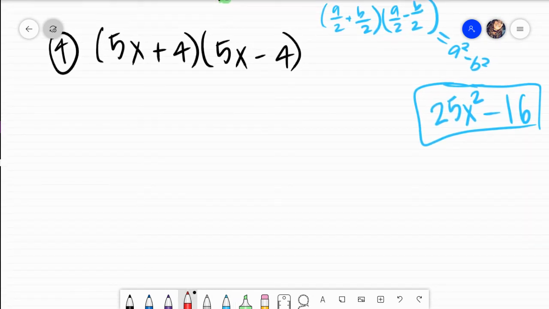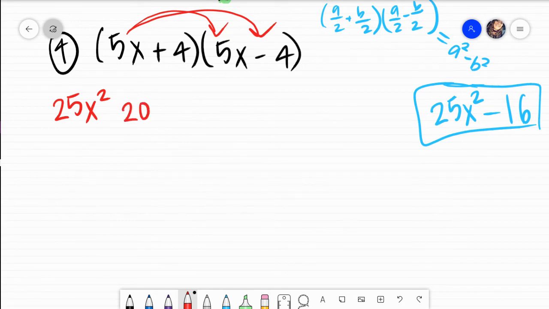Let's actually do the FOIL. 5x times 5x. 5 times 5 is 25. Signs are the same, so it's positive. X times x, x squared. 5 times 4 is 20. Signs are different, so it's negative. X times no x is x. 5 times 4 is 20. Signs are the same, so it's positive. X times no x is x. 4 times 4 is 16. Signs are different, so it's negative.